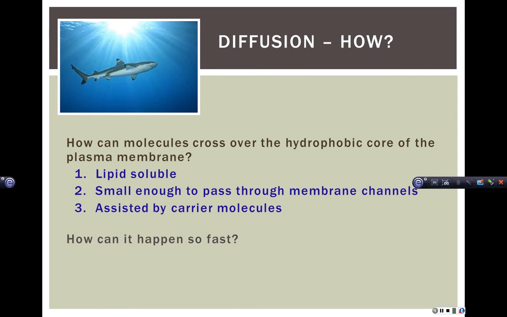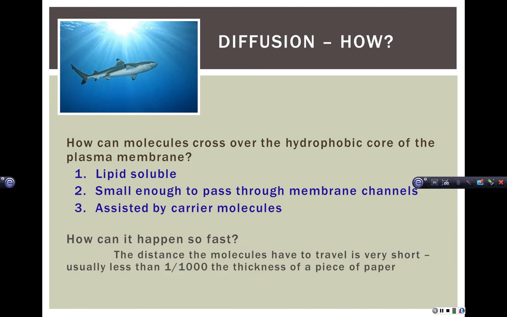Well, fortunately, the plasma membrane is very, very thin. In fact, it's only about 1/1000th the thickness of a piece of paper. So the distance that they have to travel is very short. And this is critical for getting oxygen into the cells.